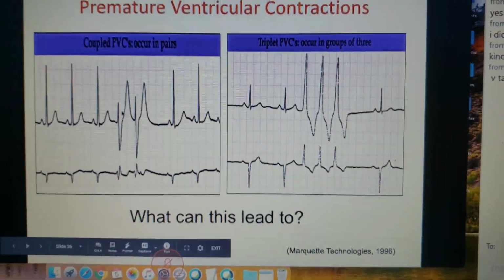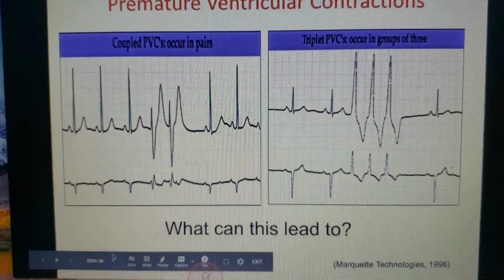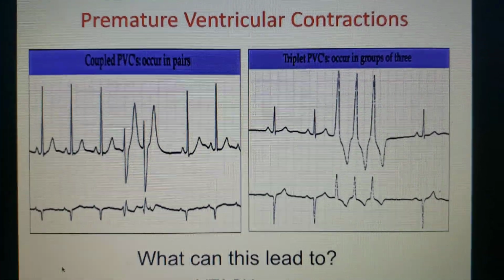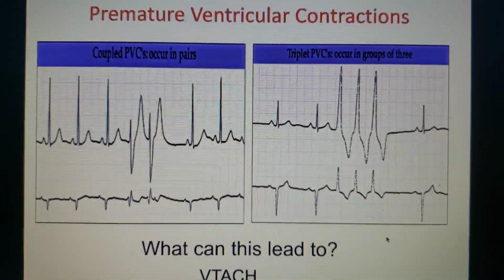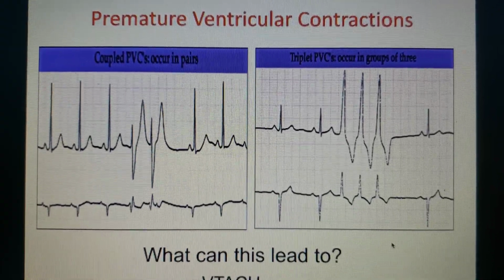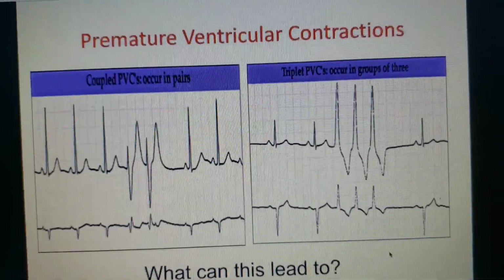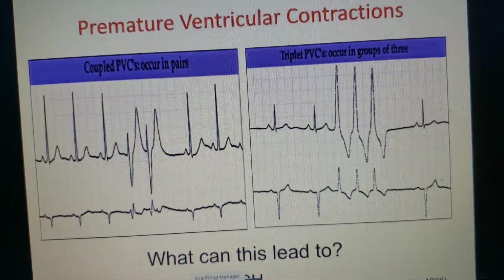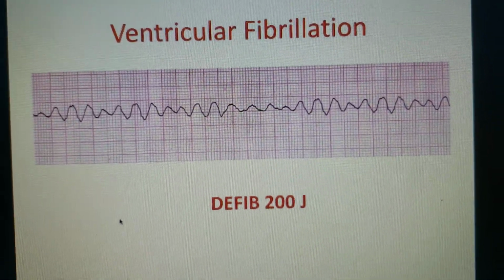Okay, so coupled is 2, triplet is 3, it becomes a run of VTAC, and they can actually go into VTAC. If you consistently start seeing that happen on the monitor, you're like, oh crap. The person could be just sitting there talking to you, they don't even realize that it's happening, but you're looking at it going, please don't get any more than that. Okay. All right. So a run of VTAC is not good.